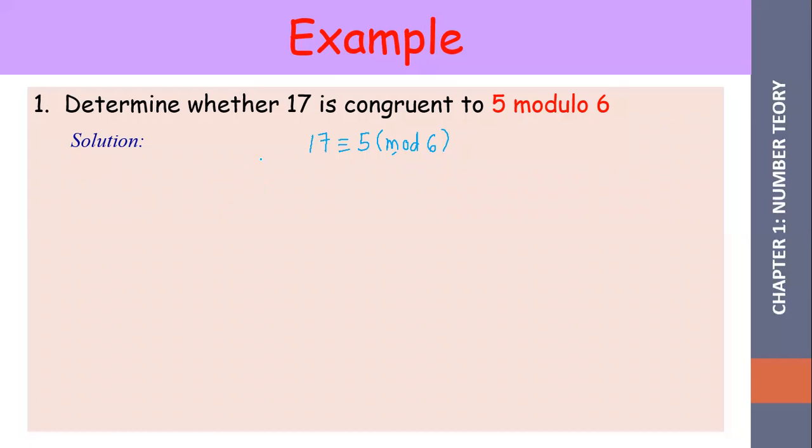Okay, so how? You have to do the division algorithm. Okay, 17. You have to check: n divides m minus r. n is 6, m is 17, minus r, 5. So 6 divides 12, therefore 17 is congruent to 5 mod 6.